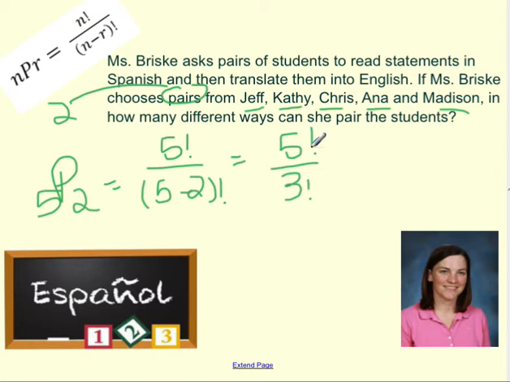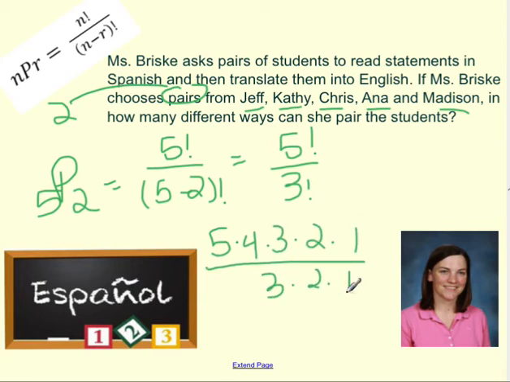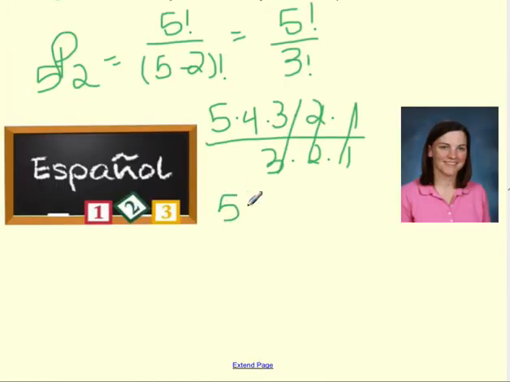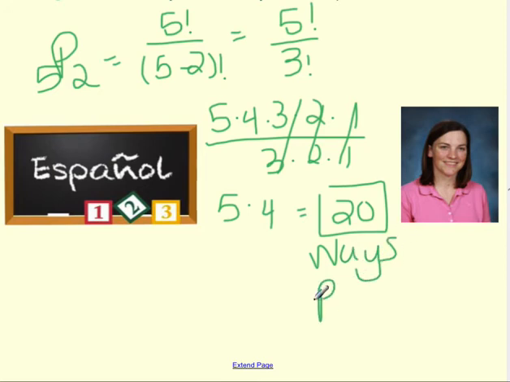So now let's go ahead and multiply that out. So then we have 5 times 4 times 3 times 2 times 1, and then on the bottom 3 times 2 times 1. So we can cross off what's being overlapped, and then we have 5 times 4. Well, when you multiply 5 times 4, that's going to give you 20, and I'm going to write ways, or you could write 20 pairs. So we can make 20 different pairings based off of that number of students.